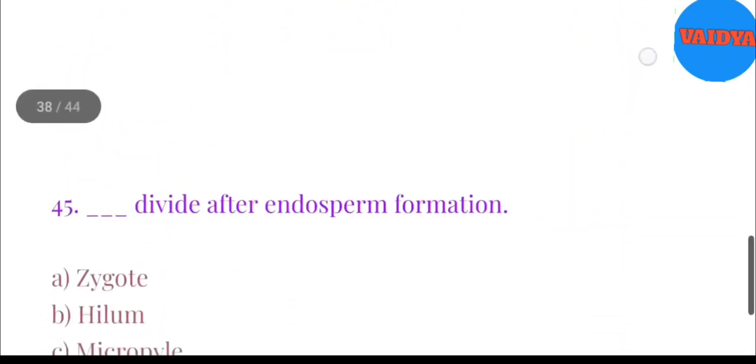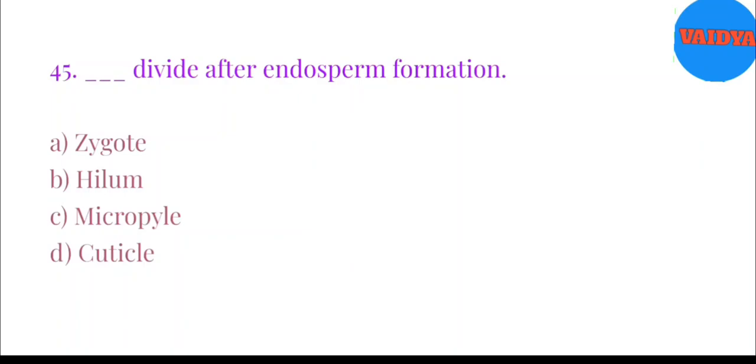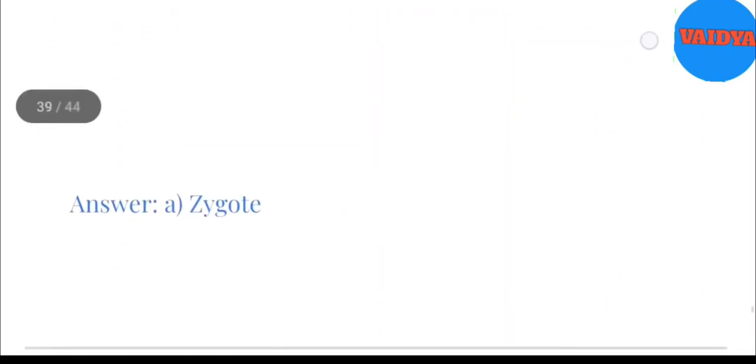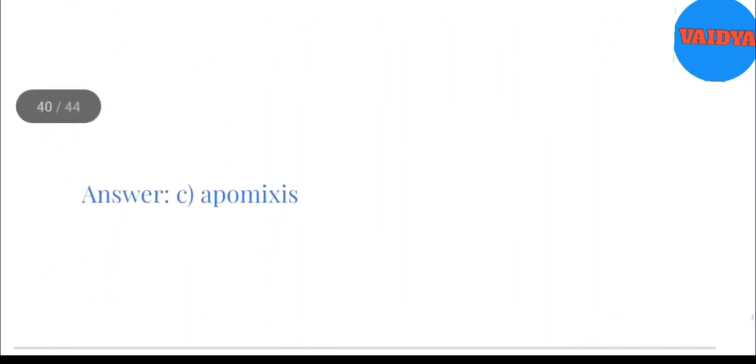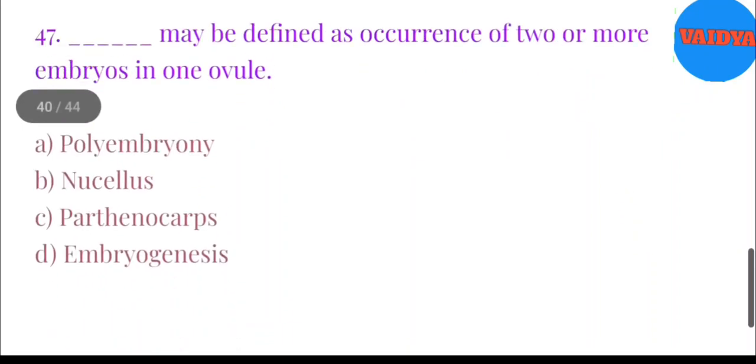46. Dash divides after endosperm formation. A. Zygote. B. Hilum. C. Micropyle. D. Cuticle. Answer: A. Zygote. 47. Formation of individuals without fusion is called? A. Fertilization. B. Pollination. C. Apomixis. D. Amphimixis. Answer: C. Apomixis. 48. Dash may be defined as occurrence of two or more embryos in one ovule. A. Polyembryony. B. Nucellus. C. Parthenocarpy. D. Embryogenesis. Answer: A. Polyembryony.